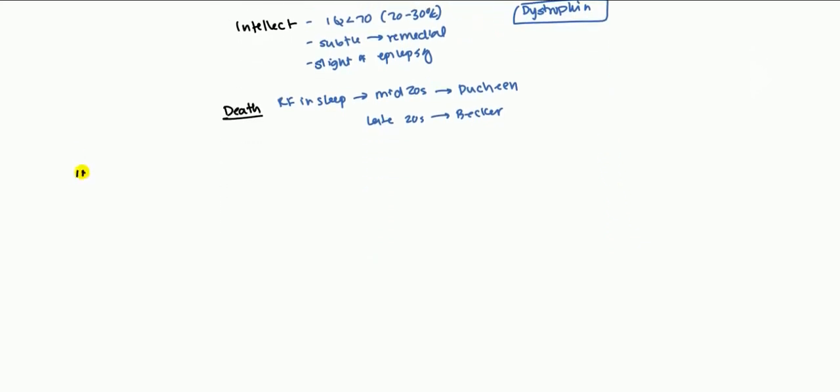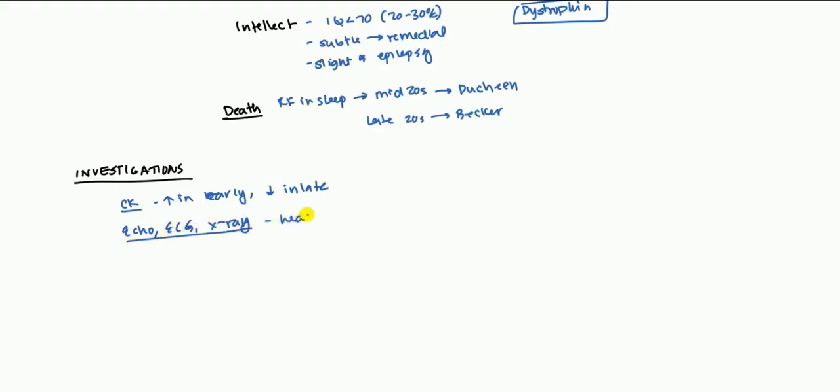So what type of investigations would you want to run? The first investigation that you generally want to do is the creatine kinase. This is high early on as they have muscle, but as they begin to lose muscle, then it becomes decreased in the late stages. You also want to do an echo, ECG, and an X-ray of the heart to look at the heart changes and what's going on. You can also do electromyography. This will usually show everything normal because there's no denervation, and the motor and sensory nerve conduction is going to be normal.